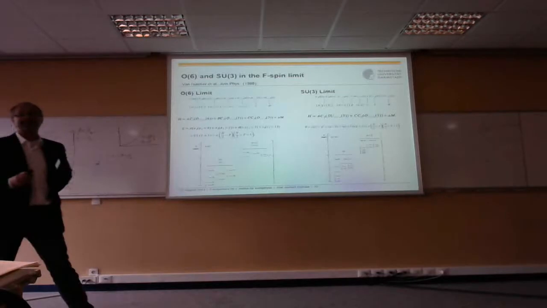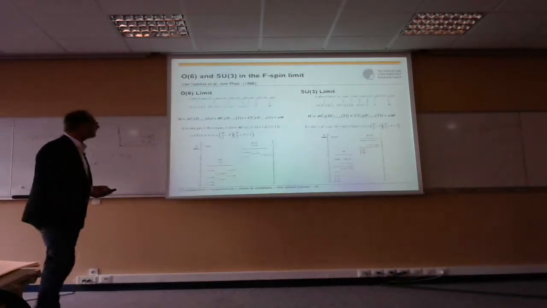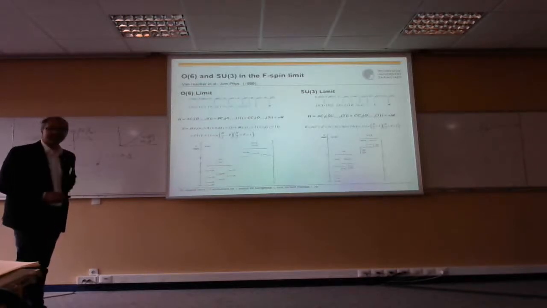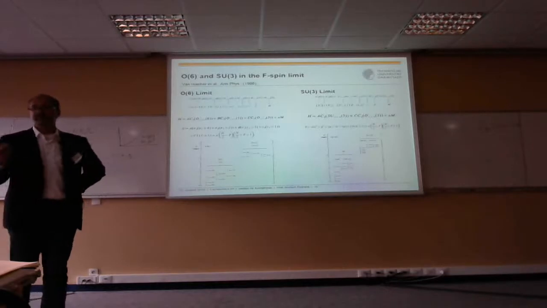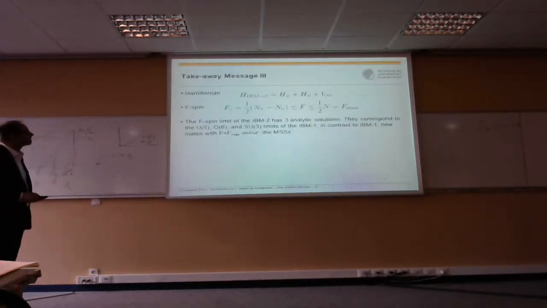A K equal 1 band does not occur in the IBM-1, but it occurs in the IBM-2, and that has historically a quite important role because this band head is a 1+ state that was the first experimental example of a mixed symmetry state, which I will show you later.